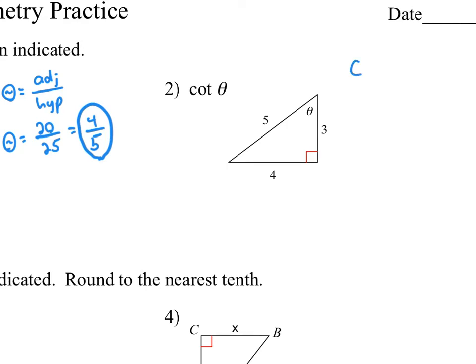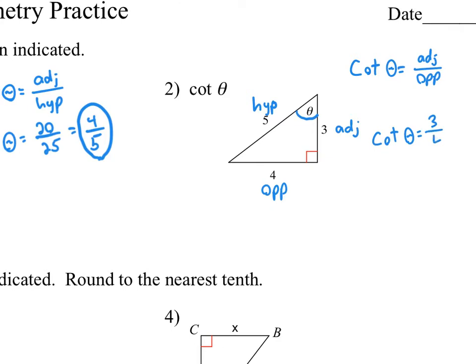Cotangent. Cotangent is the reciprocal of tangent. So if tangent's opposite over adjacent, this one is going to be adjacent over opposite. So we identify our angle. Theta is here. From that theta, 4 is the opposite. 3 is the adjacent. And 5 is the hypotenuse. So if we're looking for the cotangent of theta, the adjacent over the opposite, it will be 3/4. Can't reduce that anymore.